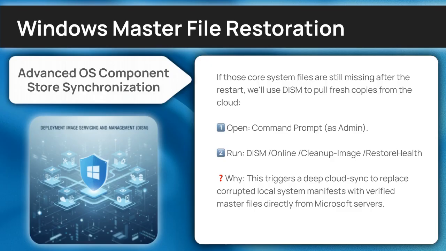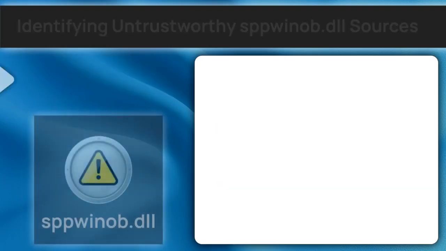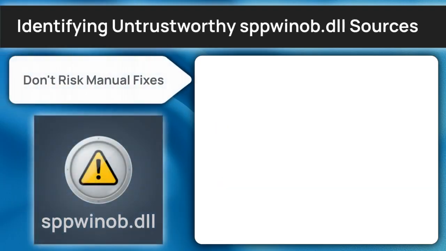Second, you're going to type DISM /online /cleanup-image /restorehealth, then hit enter. Why are we doing this? Well, this triggers a deep cloud sync to replace corrupted local system manifests with verified master files directly from Microsoft servers. Beyond the repair, maintaining a secure workstation requires avoiding a few common technical mistakes.